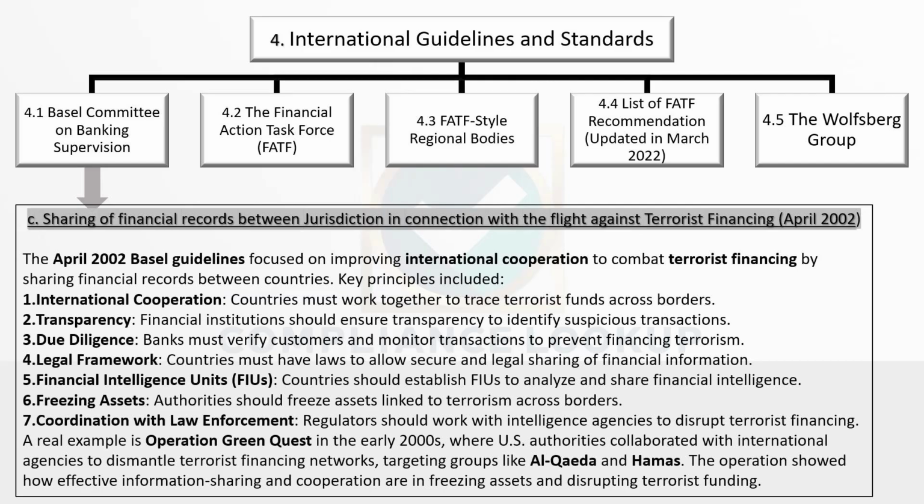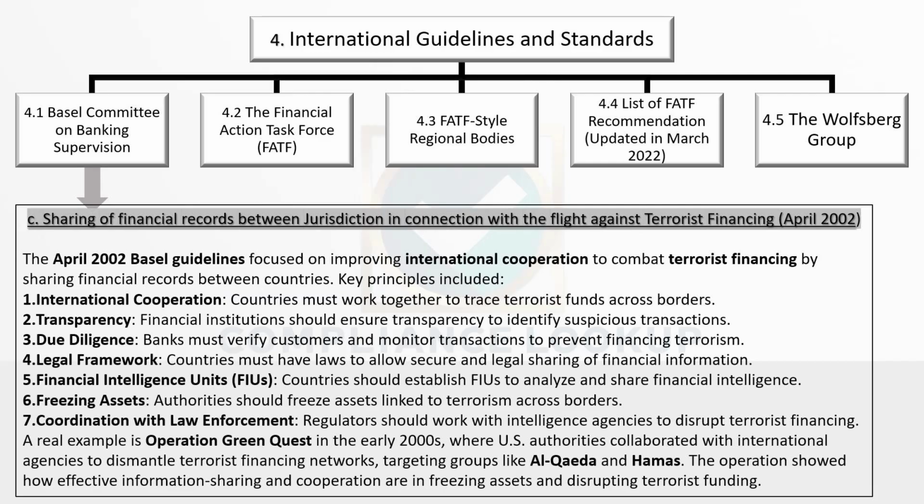Real example: the Egmont Group, an international network of FIUs, helps coordinate information sharing and collaboration between jurisdictions. After the 9/11 attacks, the Egmont Group facilitated the exchange of financial intelligence that helped identify terrorist financiers and disrupt terrorist networks globally.